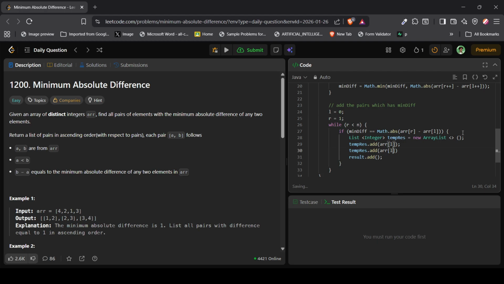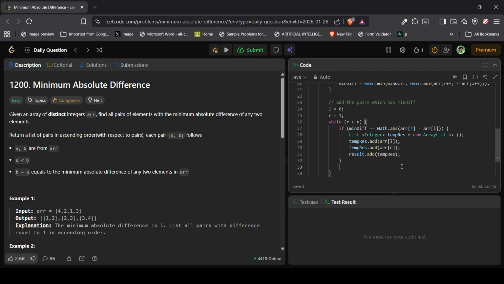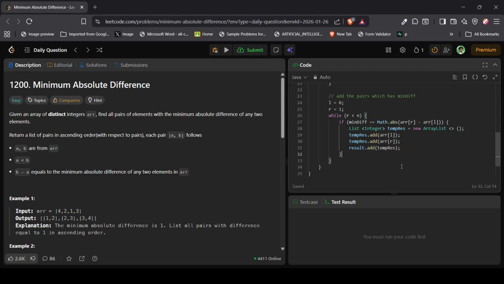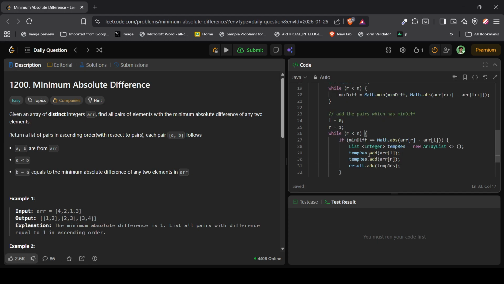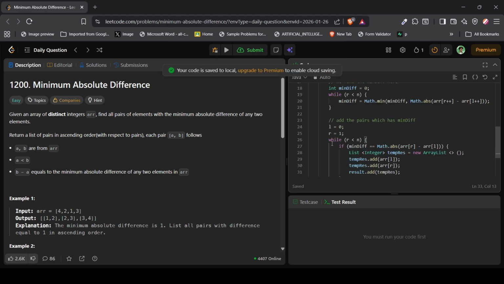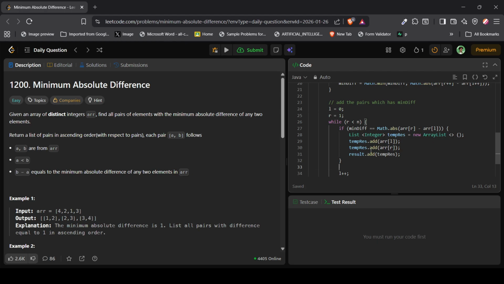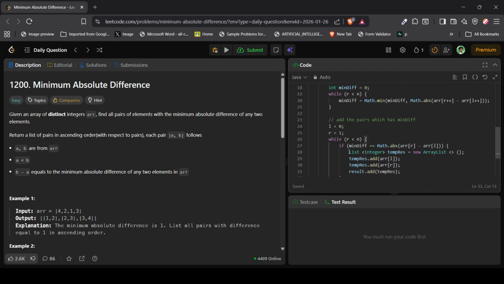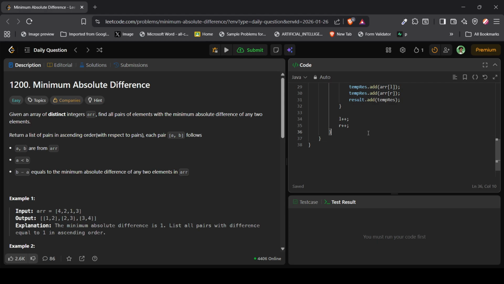Okay, so first of all we'll have to add array l and array r. Then after that we can simply do r plus plus, l plus plus. Otherwise, if this if condition is not true, then also we'll continue to move forward until we reach the end. And that is how we find out our minimum pairs.